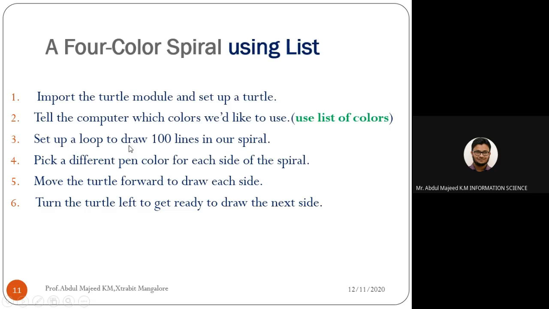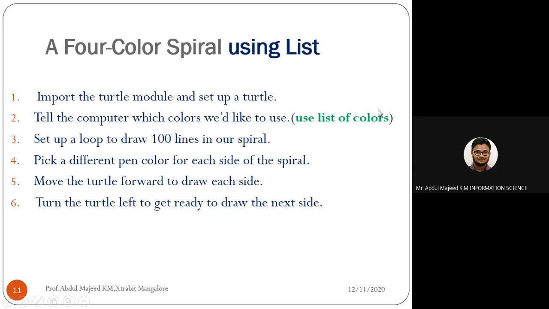Then set up the loop to draw 100 lines in our spiral. Pick a different pen color for each side of the spiral. Move the turtle forward to draw each side. Turn the turtle left to get ready to draw the next side. You are already familiar with these steps. Now we have to concentrate on how to add color.